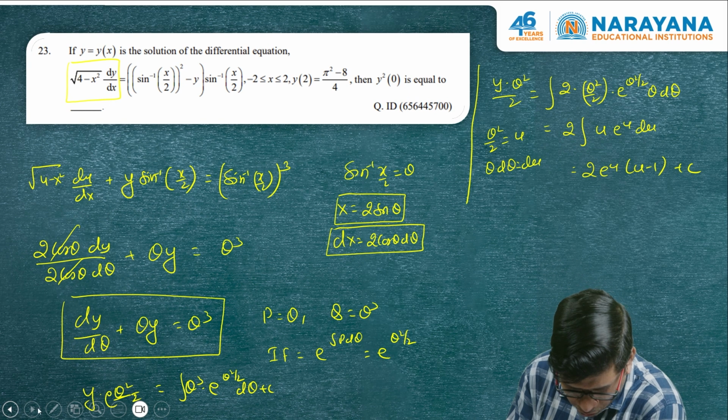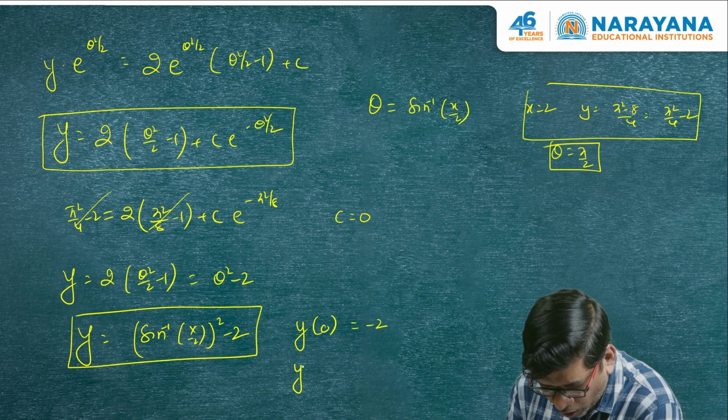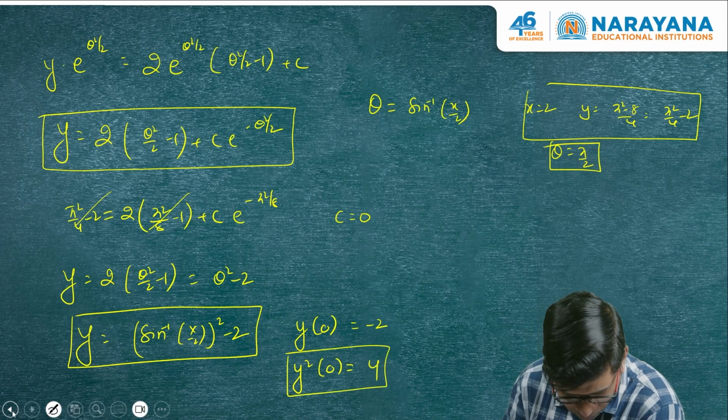They are asking y square at 0. So what is y at 0? Minus 2. So what is the square of this quantity? 4. 4 is the correct answer for this question.